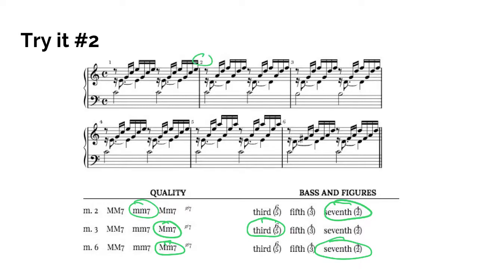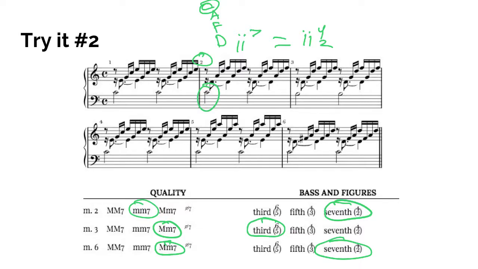Let's look at that measure two. What are the notes we have here? So we have a D, F, A, C, if we were to stack them in thirds. And as you see here, the C is in the bass. So the D, F, A chord is our two chord, 2-7. But you would write it as 2-4-2.